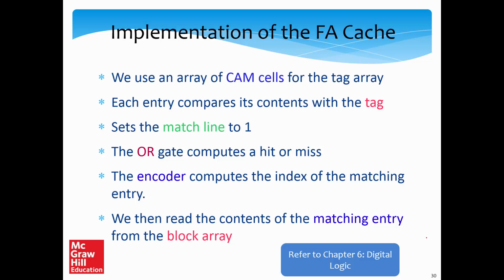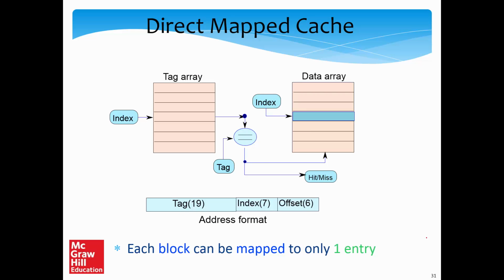All right. So this slide essentially discusses much of what we have talked about in the previous slide. It summarizes what the CAM array, the tag array, does, and for any doubts on how a content addressable memory works, readers can go back and refer to chapter 6, the chapter on digital logic, where we discuss registers, memories, and logic. Now let us discuss a very different kind of cache.